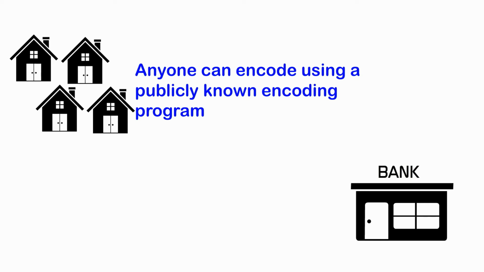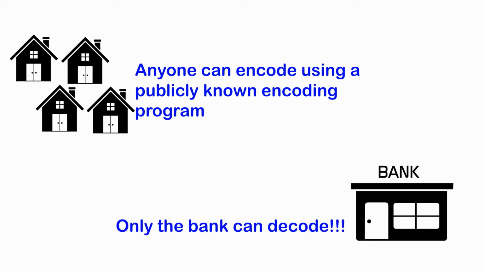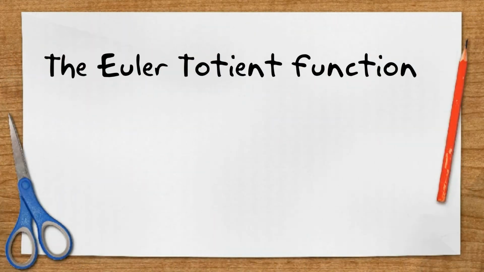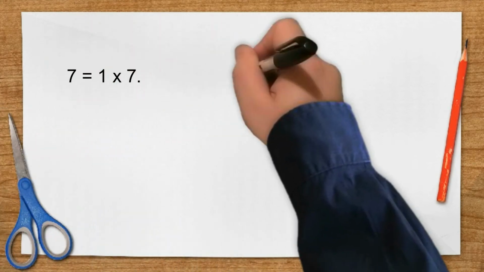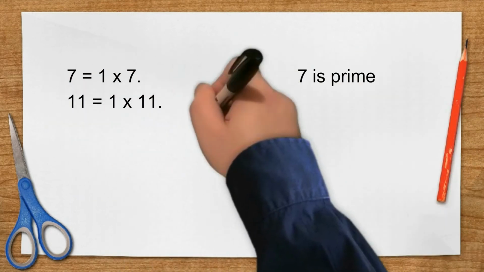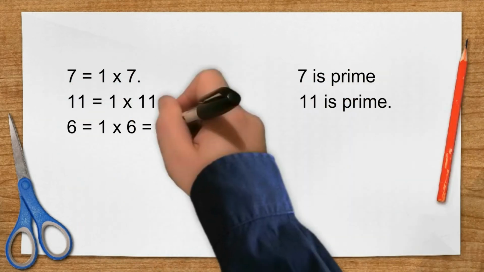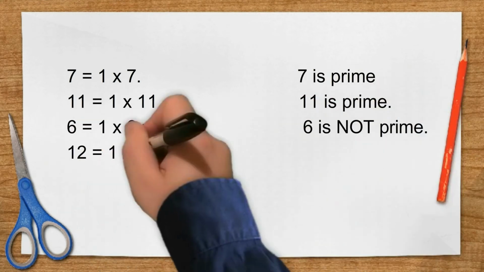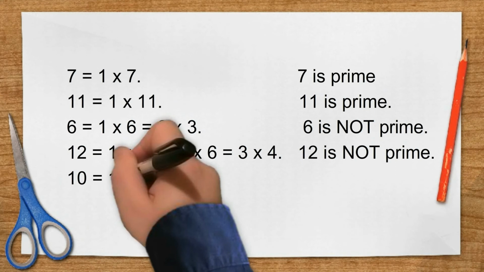So what we're talking about here, again, is that anyone can encode using this publicly known encoding program, yet only the bank can decode. To understand that, we really only need one idea, the Euler totient function, named after the famous mathematician Euler. It's given the Greek symbol phi. And for our purposes, we're only interested in phi of prime numbers. Prime numbers, remember, are numbers that have no factors other than one and themselves. So 7 and 11 are prime, but 6, 12, and 10 are not prime.